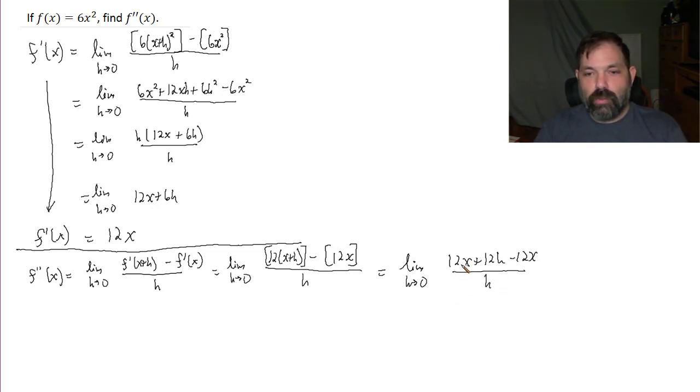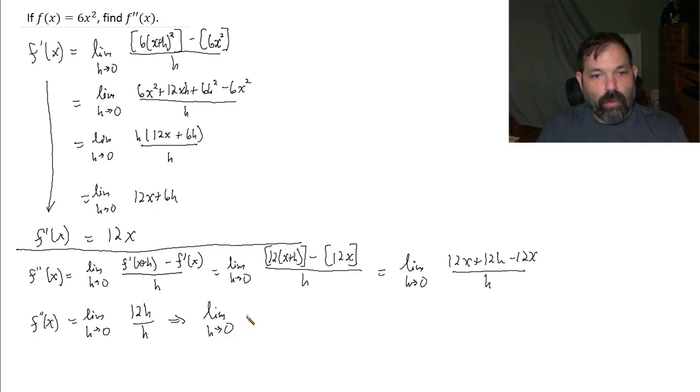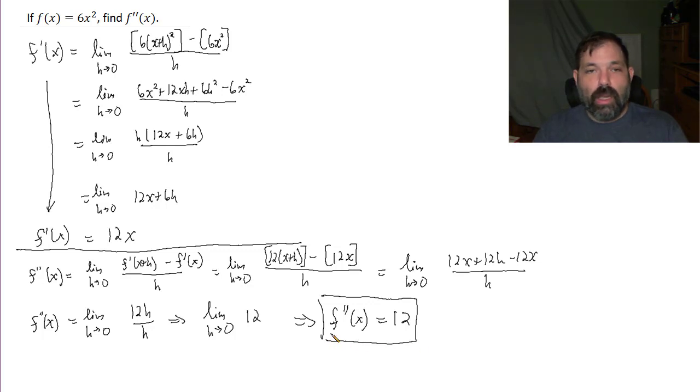We see the like terms 12x minus 12x, that's 0. And so we're left with f double prime of x being the limit as h approaches 0 of 12h over h. Removing the common factor of h leaves us with the limit as h approaches 0 of just 12. So the second derivative, f double prime of x, is exactly 12. So we can calculate a second derivative by finding the derivative of the derivative.